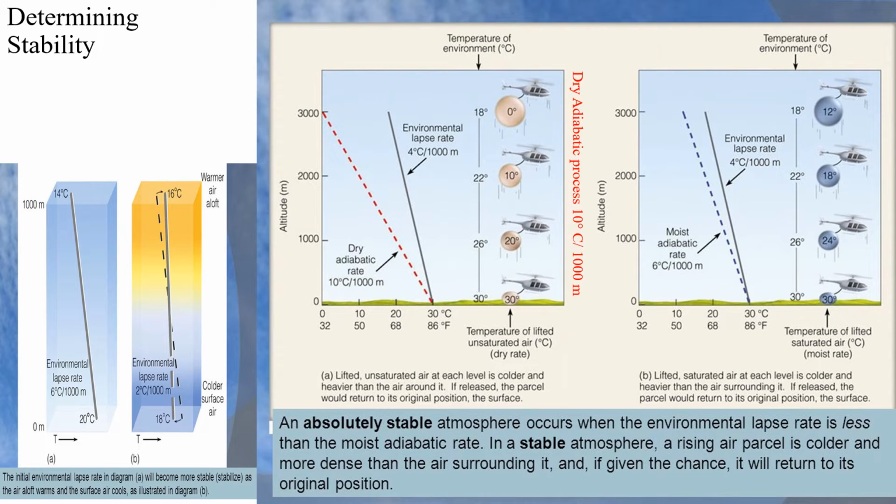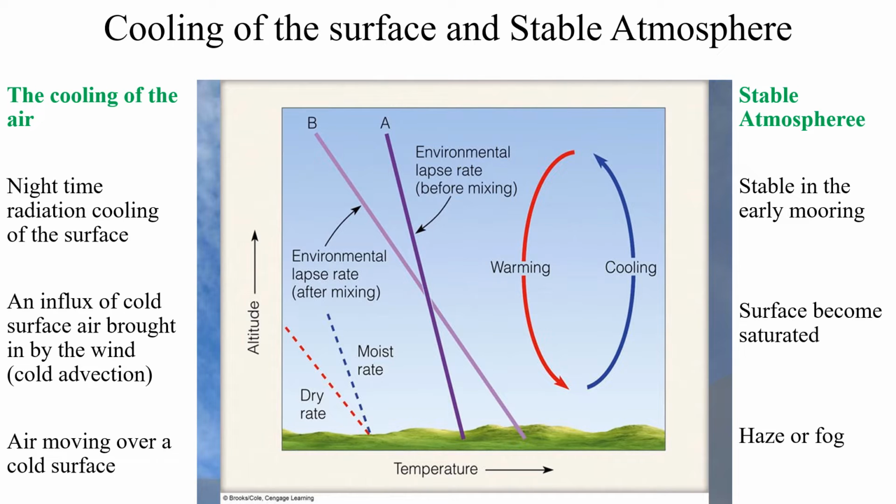So this is how the absolutely stable atmosphere works. As we know, the atmosphere is always absolutely stable when the environmental lapse rate is less than the moist adiabatic lapse rate. Now, what conditions are necessary to bring about a stable atmosphere? As we have just seen, the atmosphere is stable when the environmental lapse rate is small, that is, when the difference in temperature between the surface air and the air above is relatively small. So that brings the stable atmosphere.